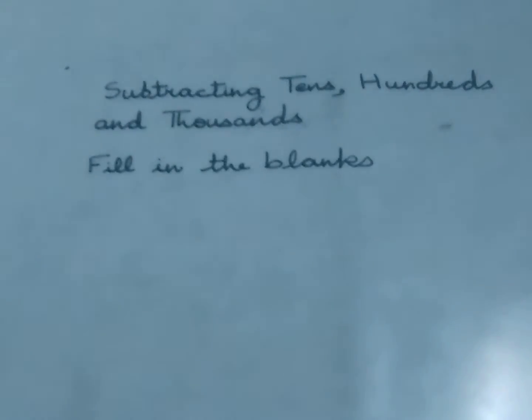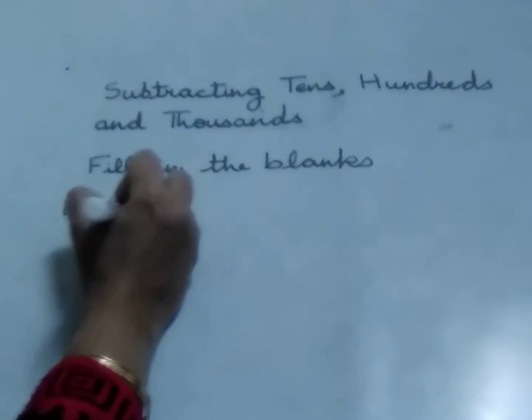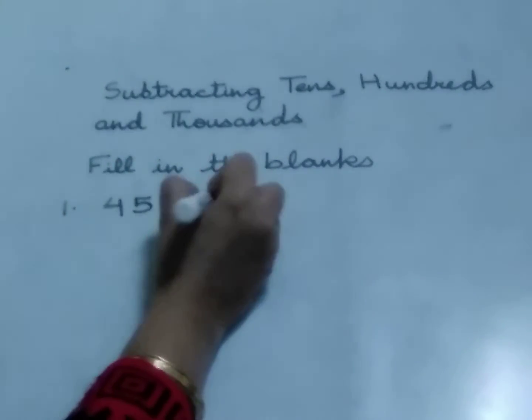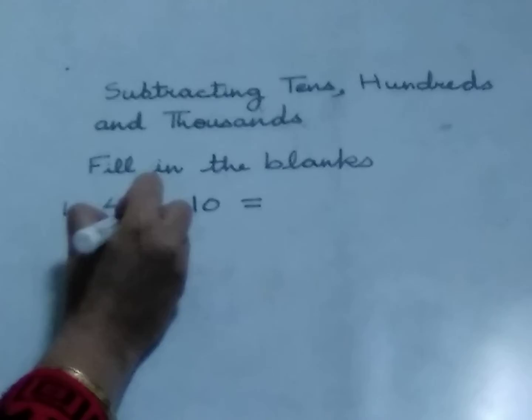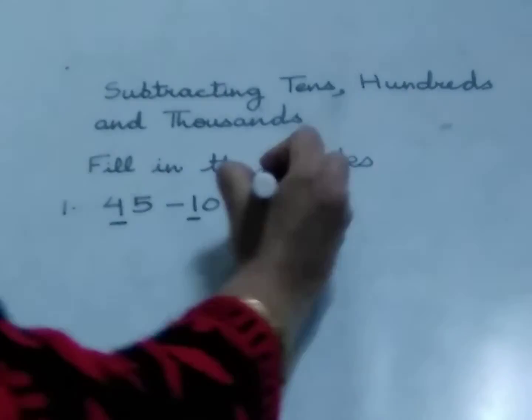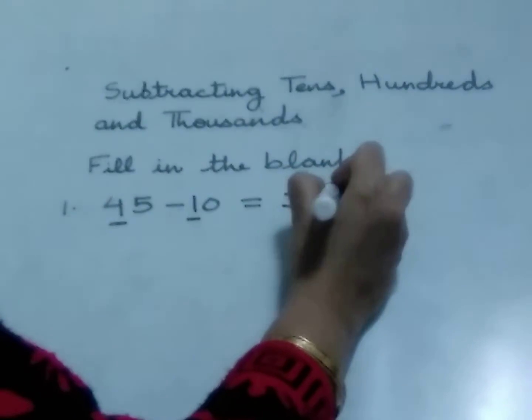To understand it better, let's do some exercise. Fill in the blanks. Question number 1 is 45 minus 10. What will you get? Decrease the tens digit by 1. You get 3. Add the remaining number 5.